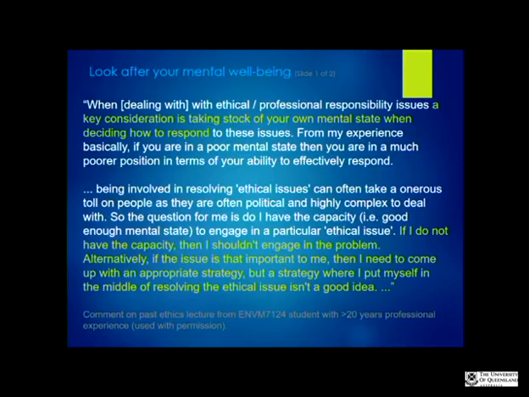He says, being involved in resolving ethical issues can often take an onerous toll on people, as they are often political and highly complex to deal with. So the question for me is, do I have the capacity, do I have a good enough mental state to engage in a particular ethical issue? If I do not have the capacity, then I shouldn't engage in the problem. Alternatively, if the issue is that important to me that I need to come up with an appropriate strategy, a strategy where I put myself in the middle of resolving the ethical issue isn't a good idea.